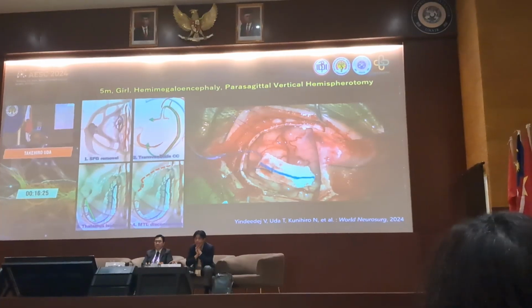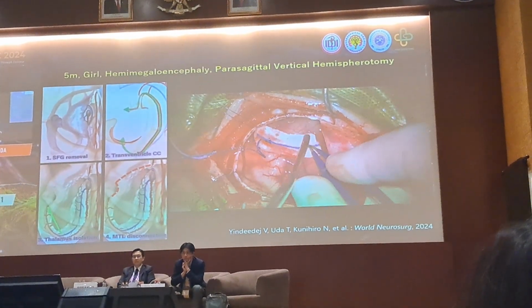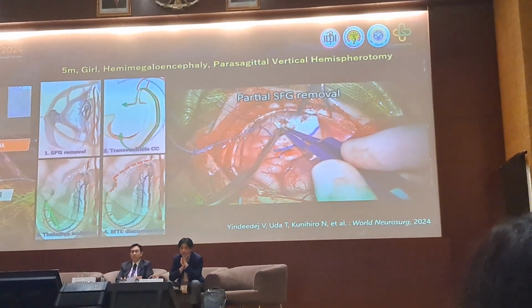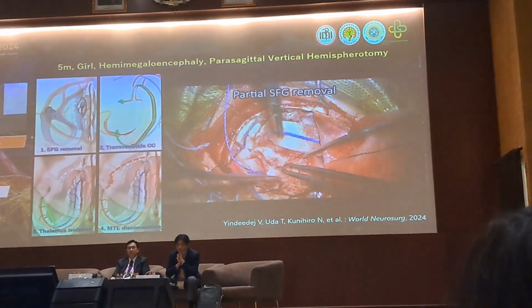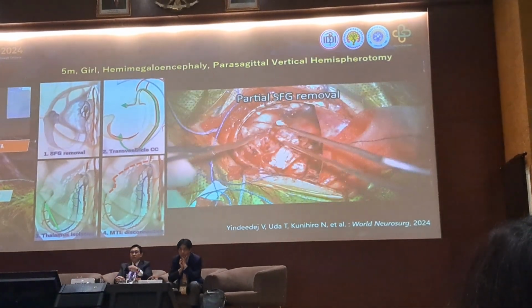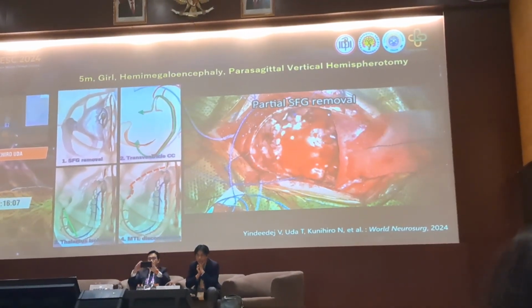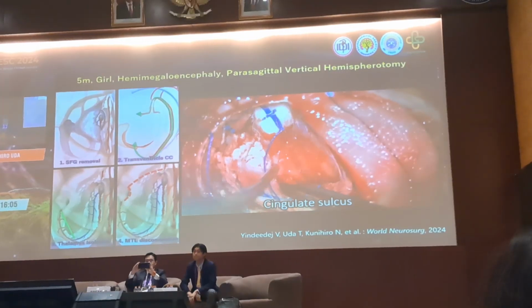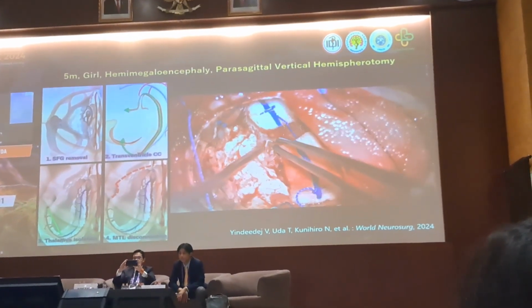And reflected the dura to the medial side. And we started to remove part of the superior frontal gyrus, a partial SFG removal. The craniotomy size was about 3 to 4 centimeters, and we can identify the cingulate sulcus at the bottom of the resection cavity.